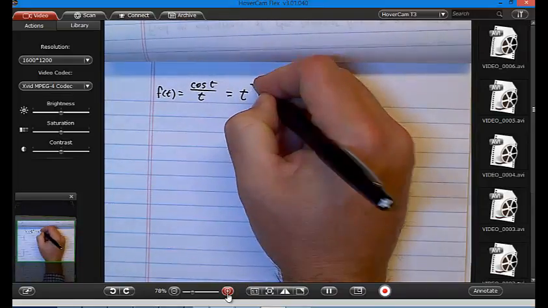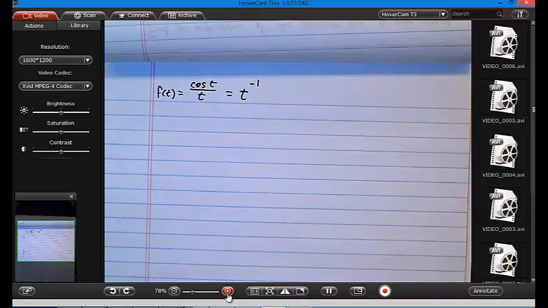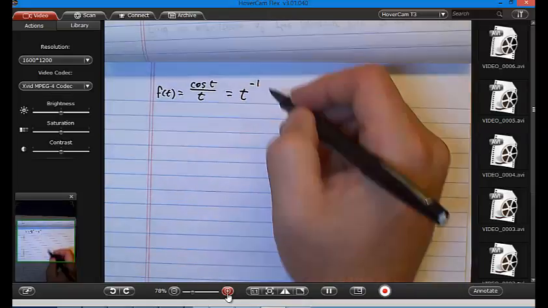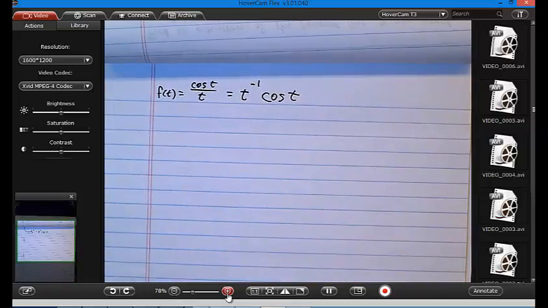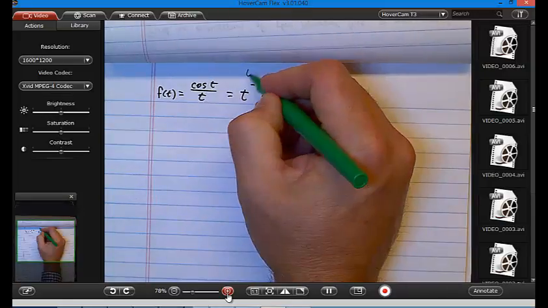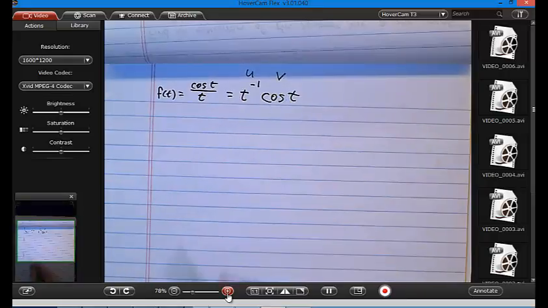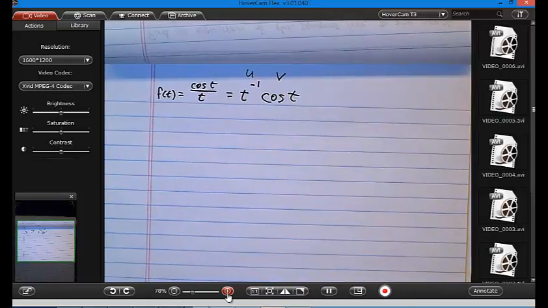Ashton, you with me? Okay, so I have u and v there. And now when we go to compute f prime, right? F prime of t, I know what I need to do. The derivative is going to be u prime v plus u v prime.